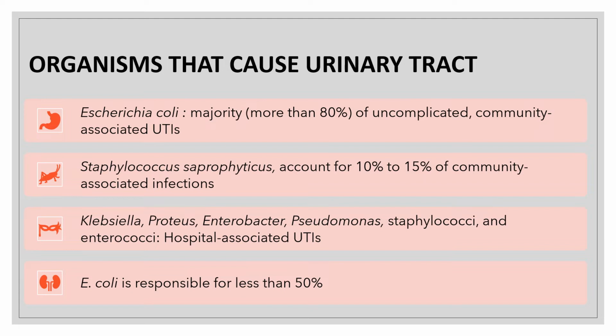The bacteria that cause UTIs differ between community-associated and hospital-associated infections. More than 80% of uncomplicated community-associated UTIs are caused by Escherichia coli. Staphylococcus saprophyticus accounts for 10% to 15% of community-associated infections. Hospital-associated UTIs are frequently caused by Klebsiella, Proteus, Enterobacter, Pseudomonas, Staphylococci, and Enterococci, and E. coli is responsible for less than 50% of these infections.